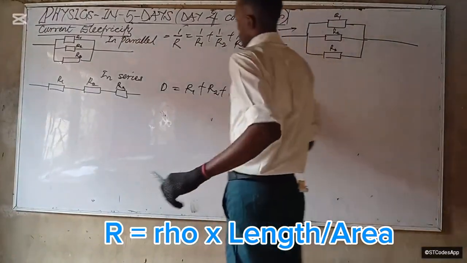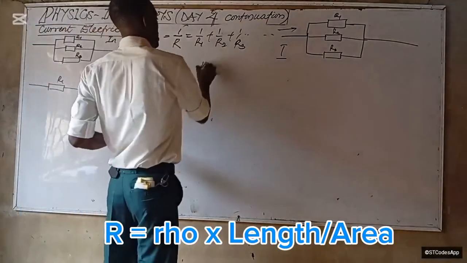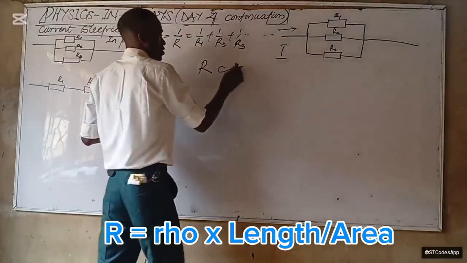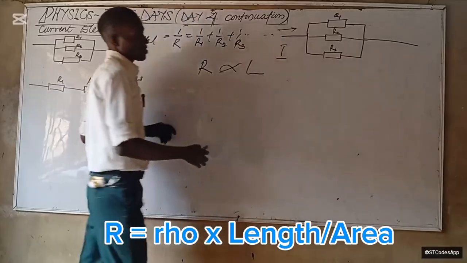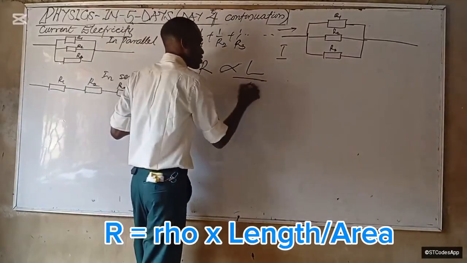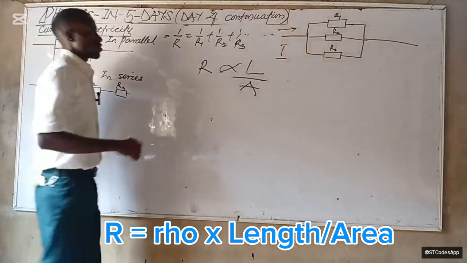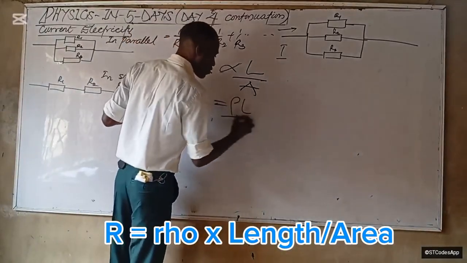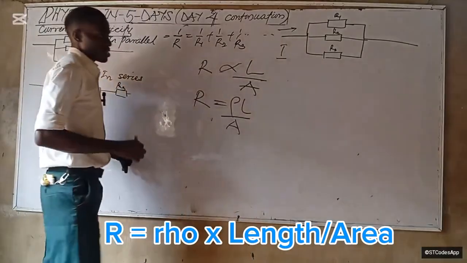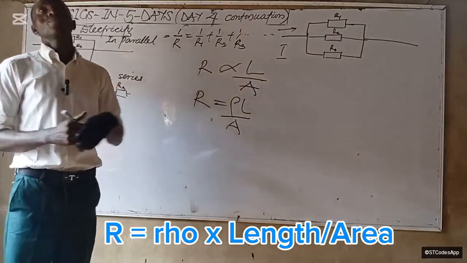Okay, so listen. Someone just corrected us on something. The resistance is directly proportional to the length, but inversely proportional to the area. Exactly. So resistance will be equal to rho L over A. Is that okay? Please don't let this thing confuse you.